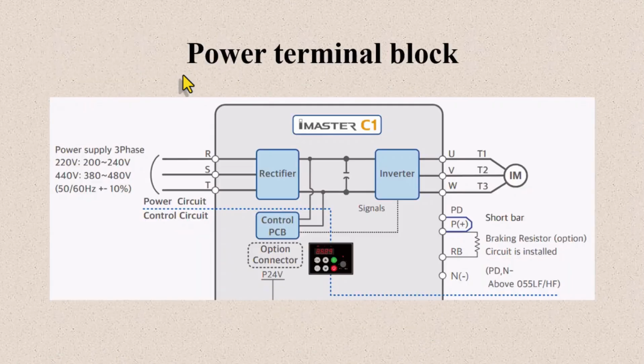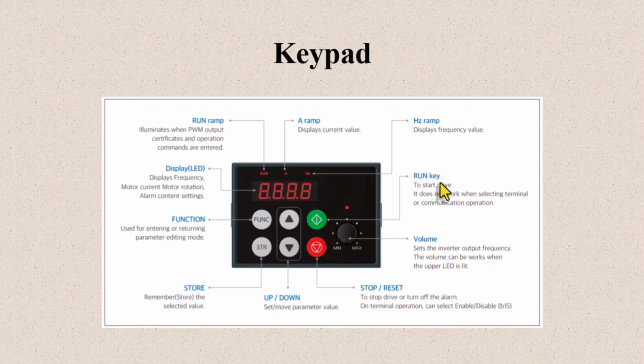Here you can see the power terminals of the iMASTER C1 inverter. Terminals R, S, and T are for the inverter's three-phase input, and terminals U, V, and W are for the inverter's output, which connects to our electric motor. Terminals P plus and N are for the inverter's DC link. And terminals P plus and RB are for connecting the braking resistor to the inverter. So now you're familiar with the power terminals of the iMASTER C1 inverter.